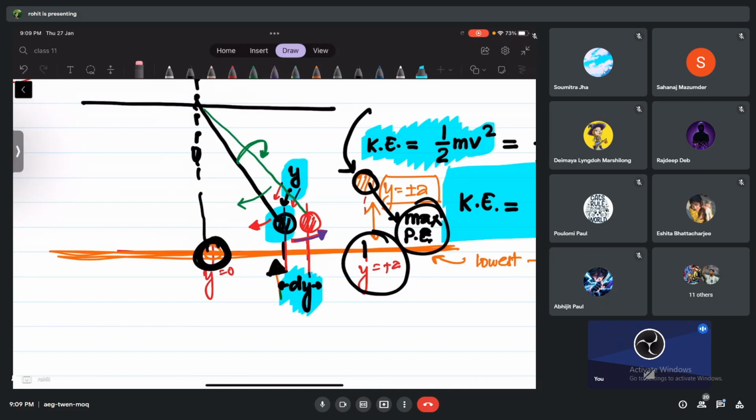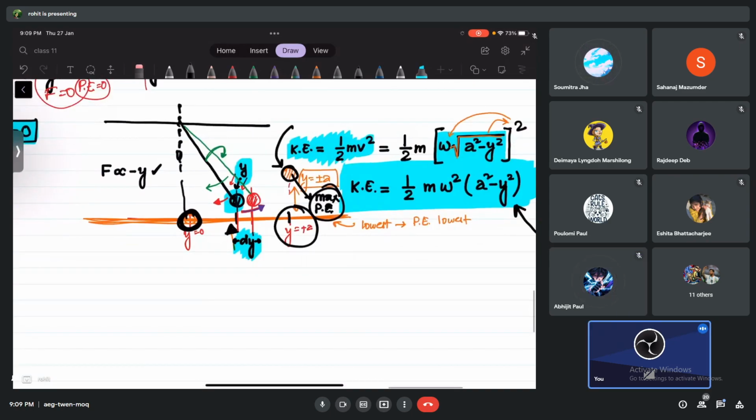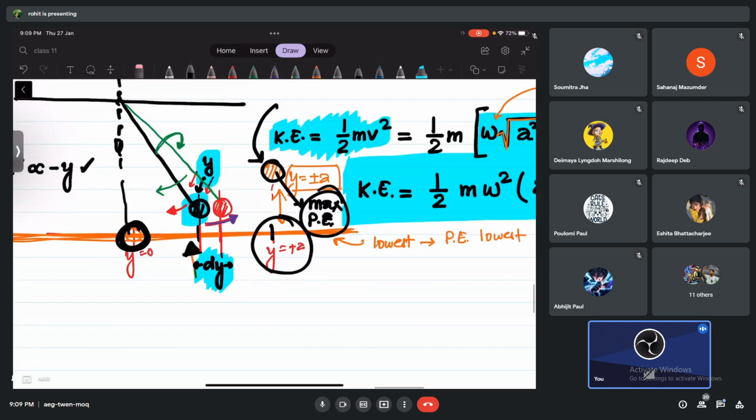Against the restoring force. And don't forget, I've already written earlier, how does your restoring force look like? It looks proportional to negative of y. Negative of y. Okay, now at this point you may not be clear because I think I did not make it clear.